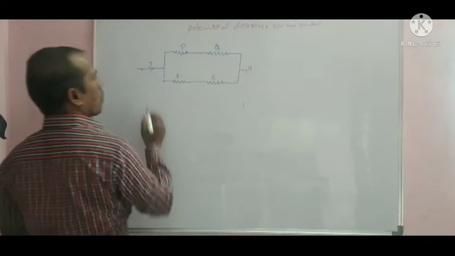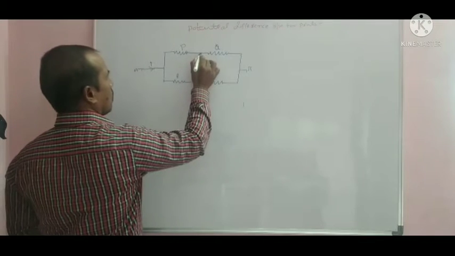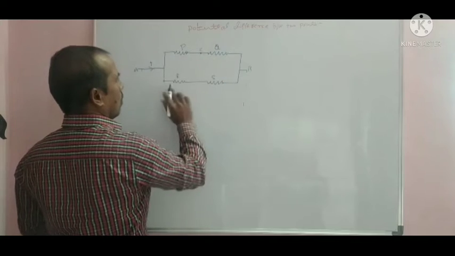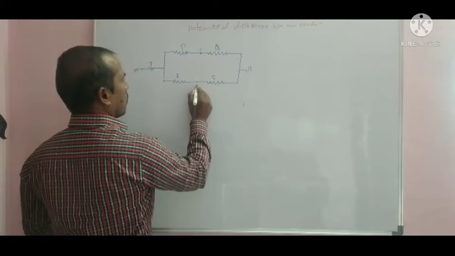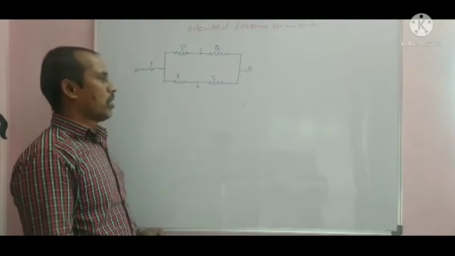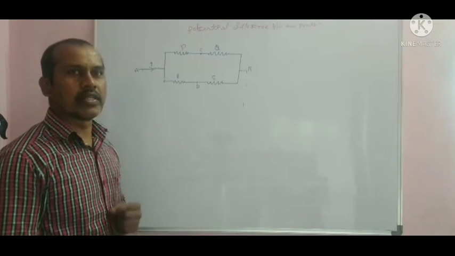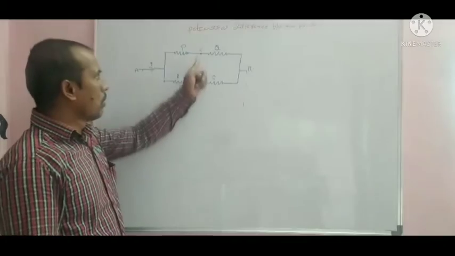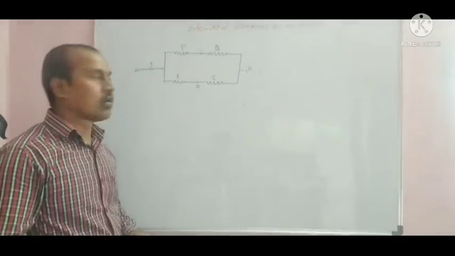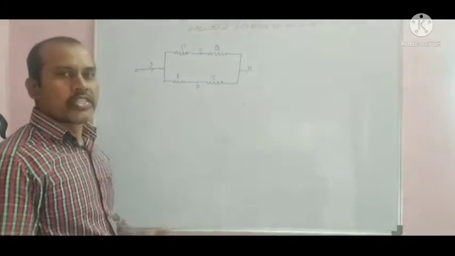This is B, this is A. In between, PQ in between C, RS in between D, there are two points, C point and D point. Find out the potential difference between C point and D point. How do we find the potential difference here?